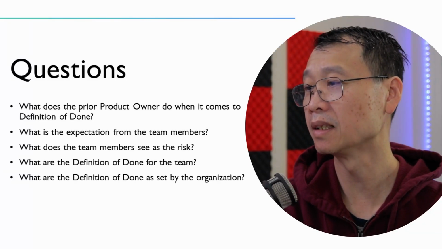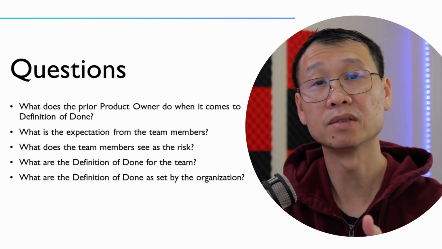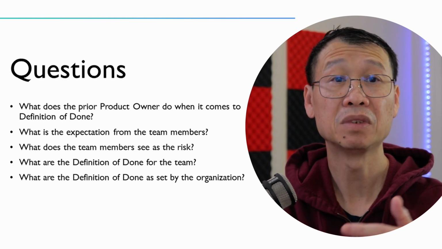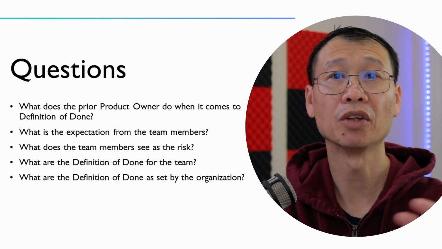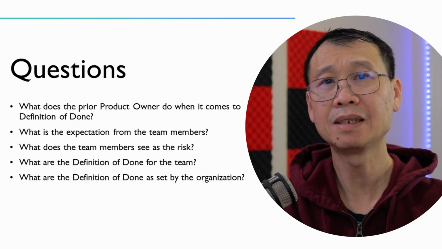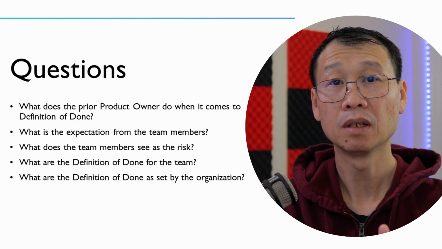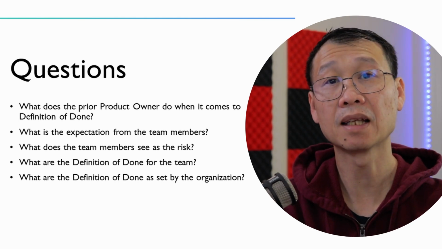Okay, so this one, when I first read it, it got me a little bit confused. I think the confusion here is what is the expectation from the team members? So the questions that I asked is basically that. Number one is, what did the prior product owner do that gives the impression that this new product owner cannot do that? Right? So what's the expectation from the team member? What does the team member see as a risk? What are the definitions of done for the team? And also, what are the definitions of done set by the organization?